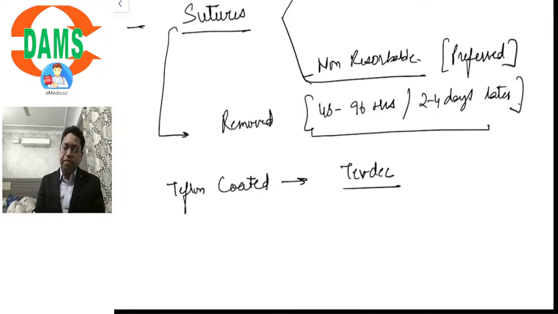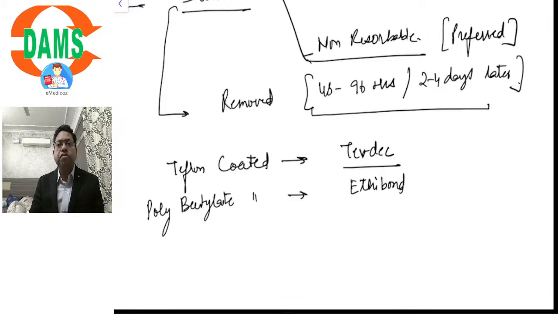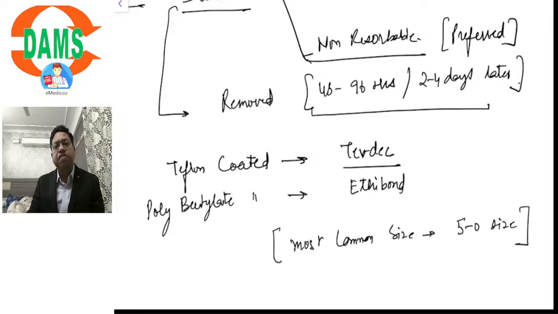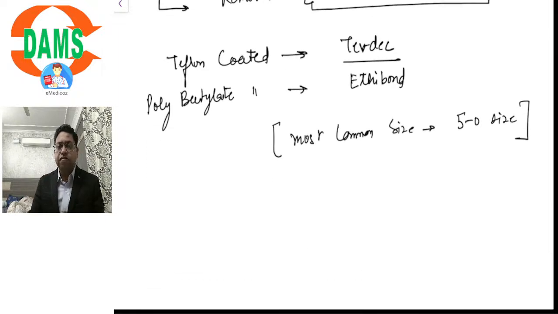Or they can be polybutylate coated. An example of polybutylate coated is Ethibond. These are synthetic sutures, which are very smooth, with a coating present on them, and the most common size usually recommended is 5-0. Very fine sutures we use for these surgical procedures.